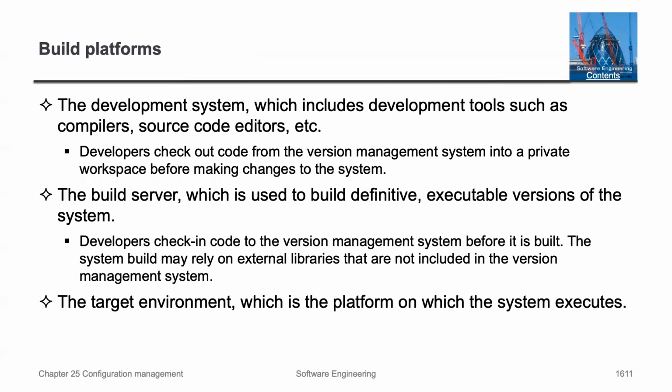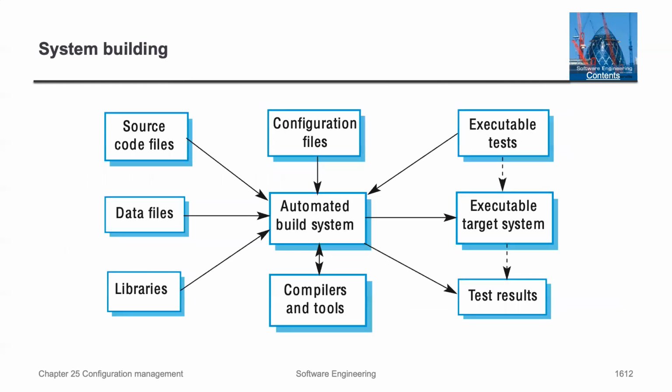For the building platforms, there is the development system, which includes development tools such as compilers, source code editors, etc. Developers check out code from the version management system in their private workspace before making changes. There is also the build server, which is used to build definitive executable versions of the system. Developers check in code to the version management system before it is built. The system build may rely on external libraries that are not included in the version management system. Then there is the target environment, which is the platform on which the system executes.